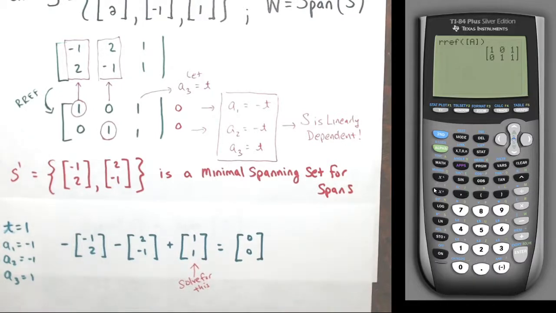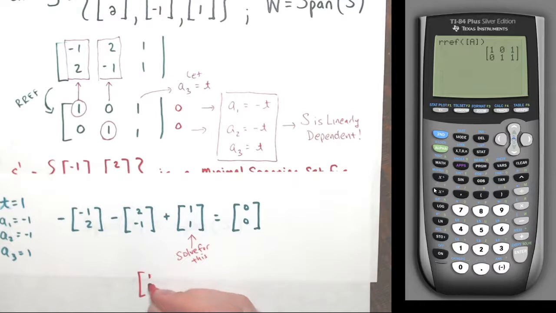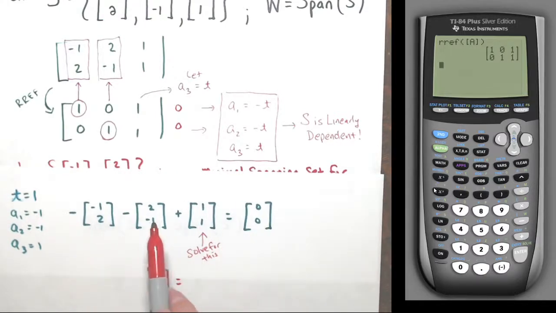So we see that 1, 1 is equal to, and all I would have to do is add these two vectors to the other side. I've got negative 1 of this, negative 1 of that. I would just add them to both sides and we get negative 1, 2 plus 2, negative 1.